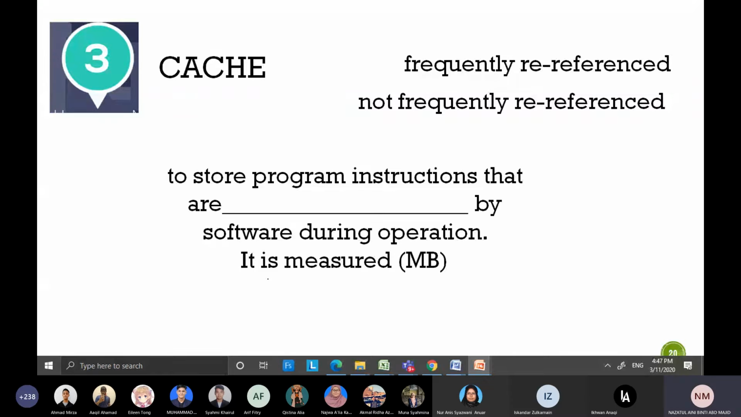Cache is used to store program instructions that are frequently re-referenced. So we will put here: the cache is used to store program instructions that are frequently re-referenced by software during operations. And it is not as big as our RAM. It is measured in megabytes.